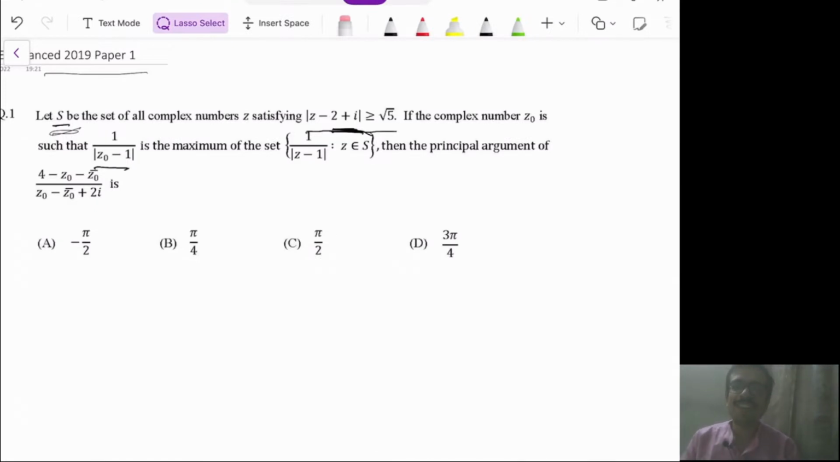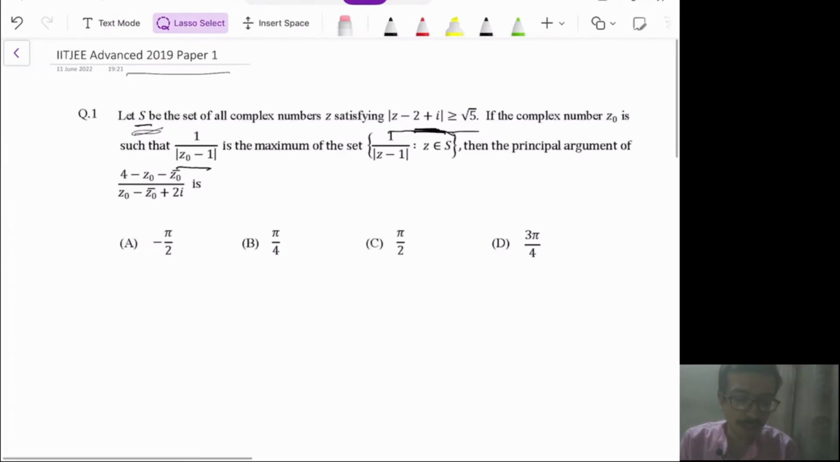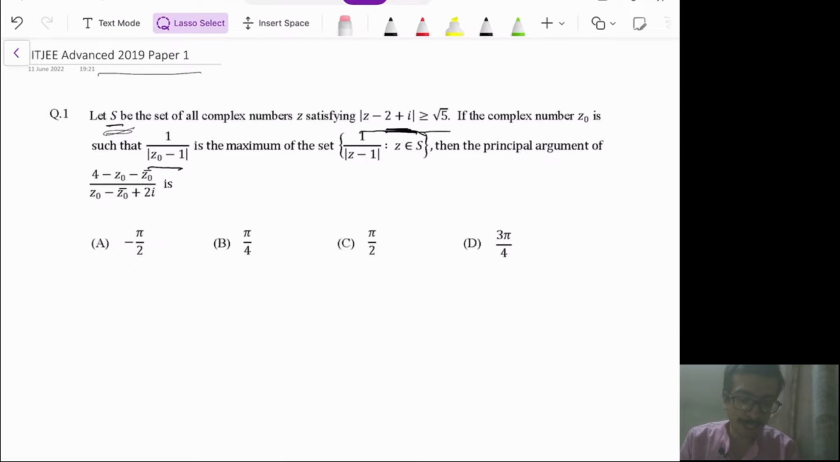Hello everyone, welcome to the second lecture where we are looking at the previous year IITJEE Advanced questions on complex numbers. We have been looking at the last 5 years' problems. We have already seen problems from JEE Advanced 2021 and 2020. So now let's take a step back and move on to the JEE Advanced problems from the year 2019. This problem appeared in JEE Advanced 2019 paper 1.